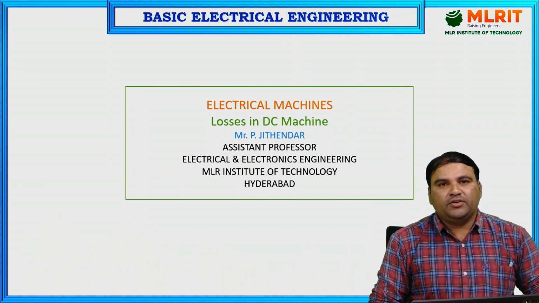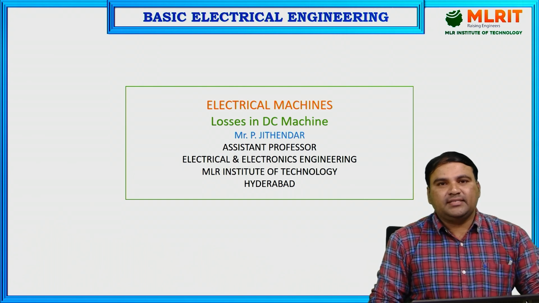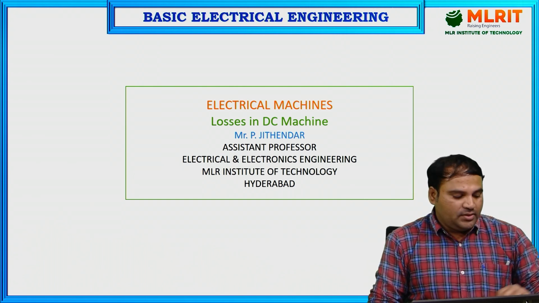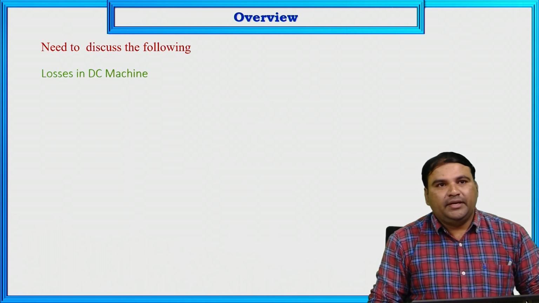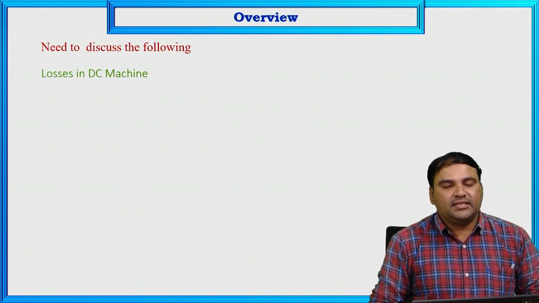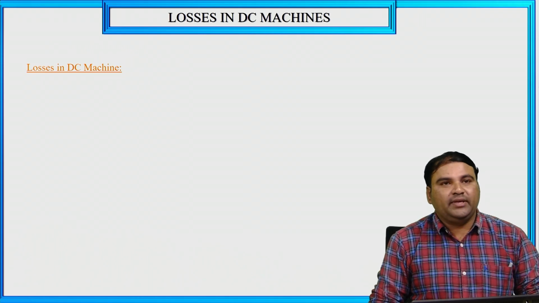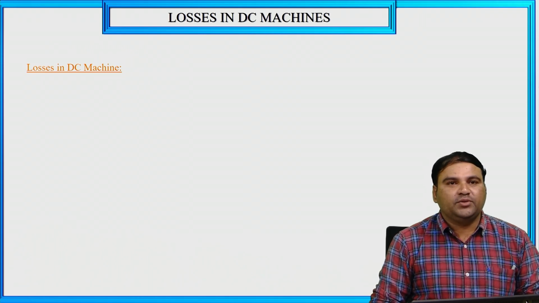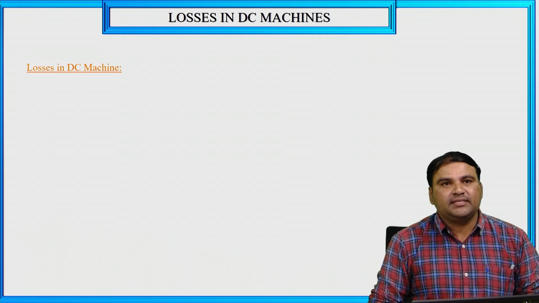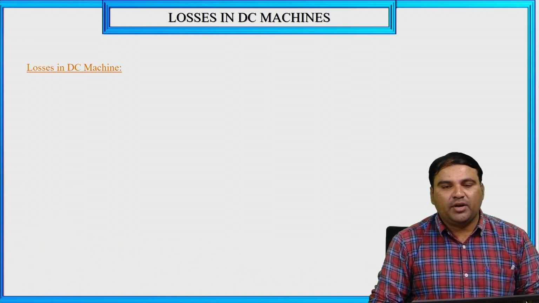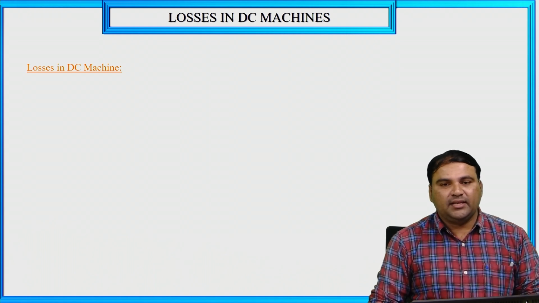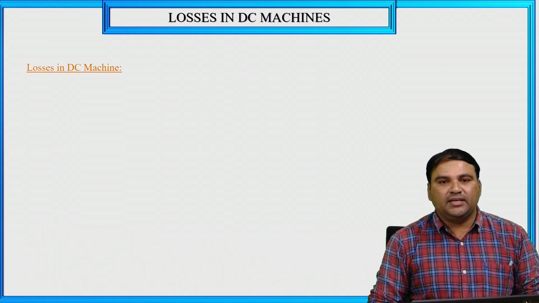In today's video session, I am going to discuss the losses in a DC machine. The losses are classified into three types. The first one is copper losses, the second is iron losses, and the third is mechanical losses. These are the three different types of losses which occur in a DC machine.